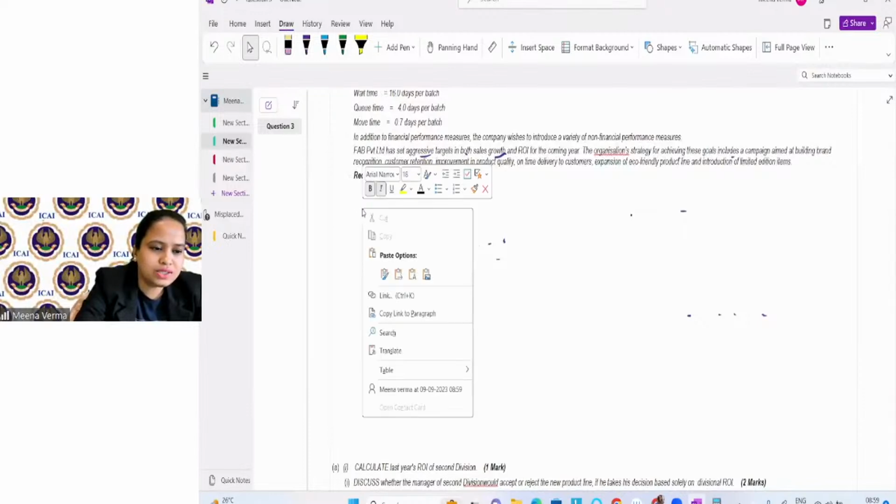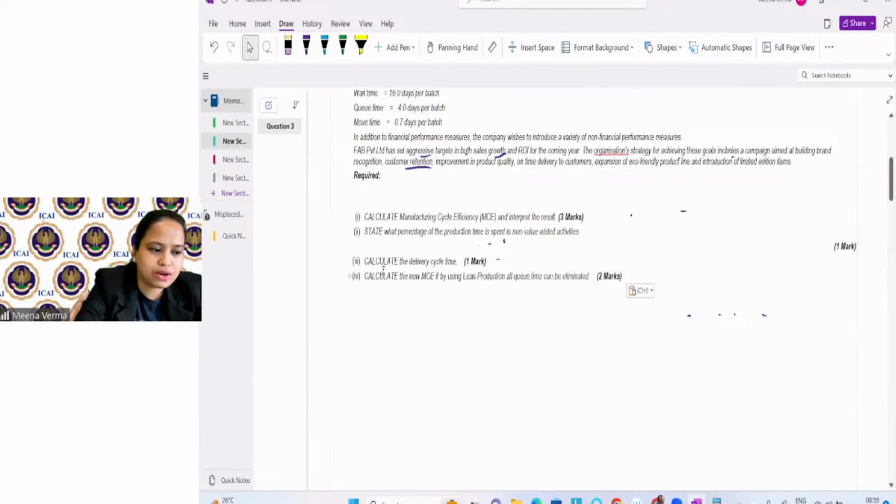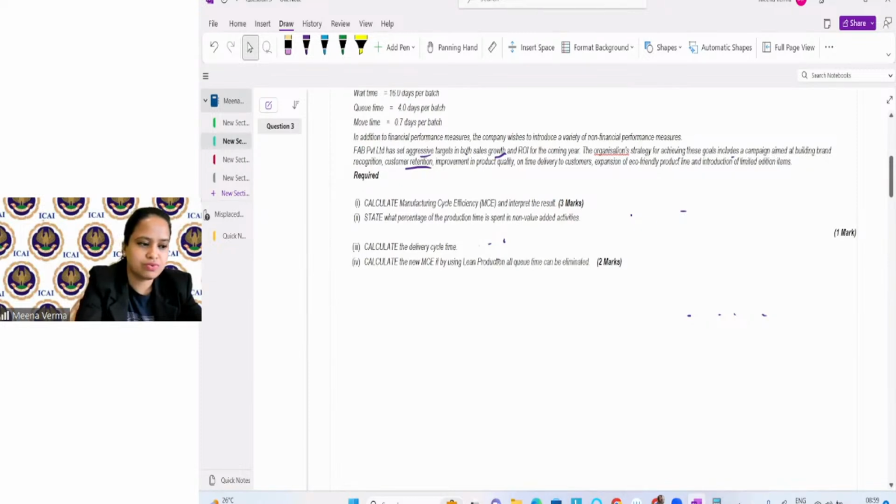For the second division, you need to calculate the manufacturing cycle efficiency. Interpret the result. Then find the percentage of production time in non-value-added activity. Then calculate the delivery cycle time. Then calculate the new manufacturing cycle efficiency if you use a lean manufacturing system. So these are the questions which we will solve first.